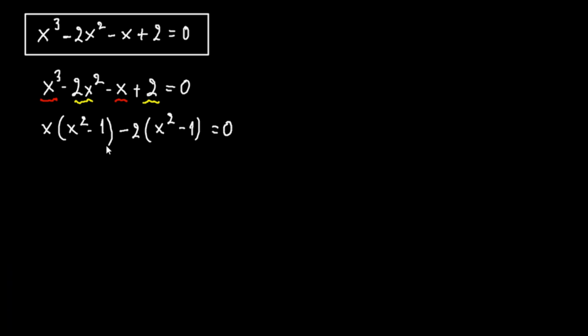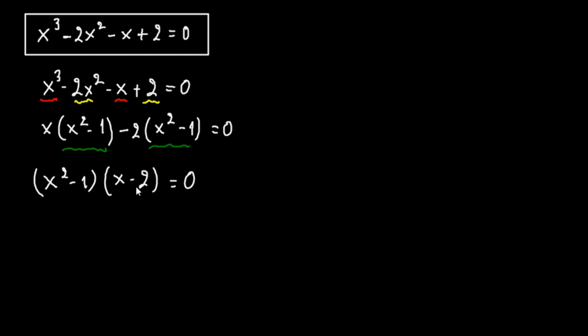Here we see that we have again common factor x to the second minus 1, so we can rewrite it as x to the second minus 1 times x minus 2 equals to 0.